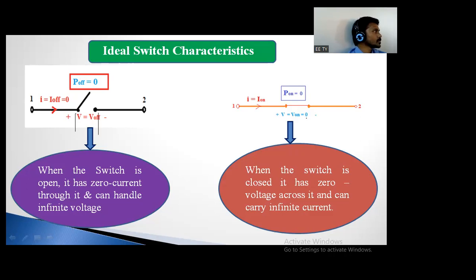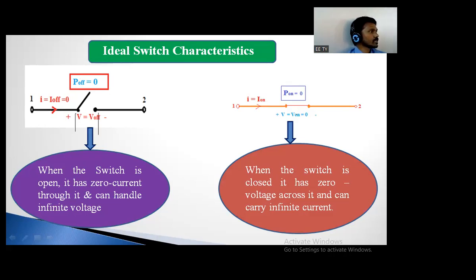Next, exactly opposite to this switch. This second switch is in closed position. So can you tell, when the switch is closed, what about the voltage across the switch and what about the current through the switch? Voltage should be 0 and current will be flowing through that switch. That is the maximum, depending upon the load. Clear? So these 2 points we have to remember.